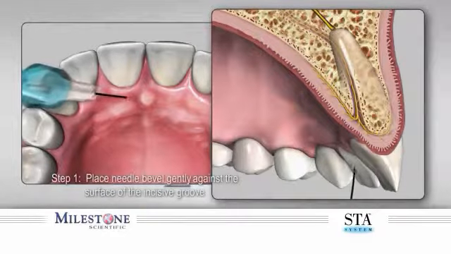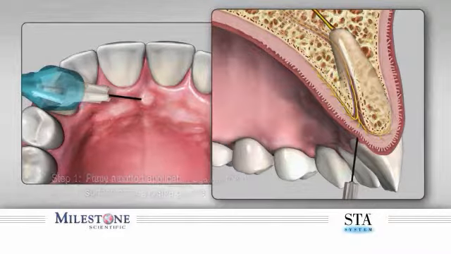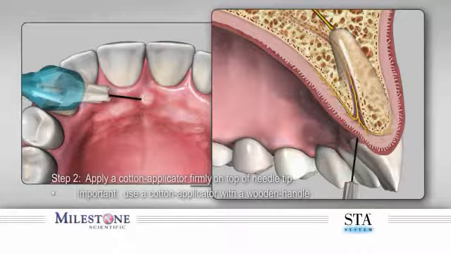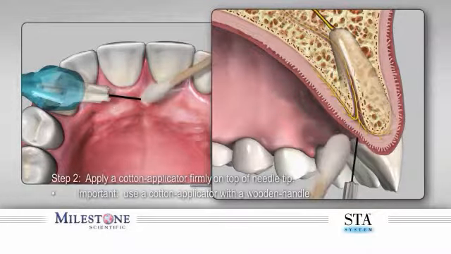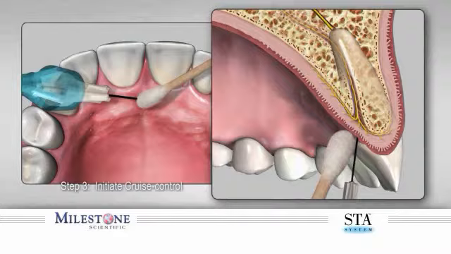Step 1. Start the PASA injection by using the pre-puncture technique. Gently place the bevel of the needle against the surface of the incisive groove. Step 2. Stabilize the needle by applying pressure from the cotton applicator. It is best to use a wooden handle cotton applicator so adequate pressure can be applied. The applicator absorbs any excess anesthetic solution and makes for a more comfortable needle entry.